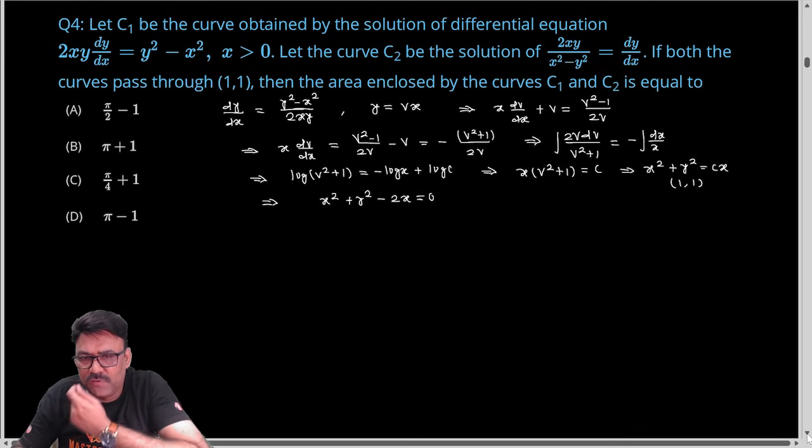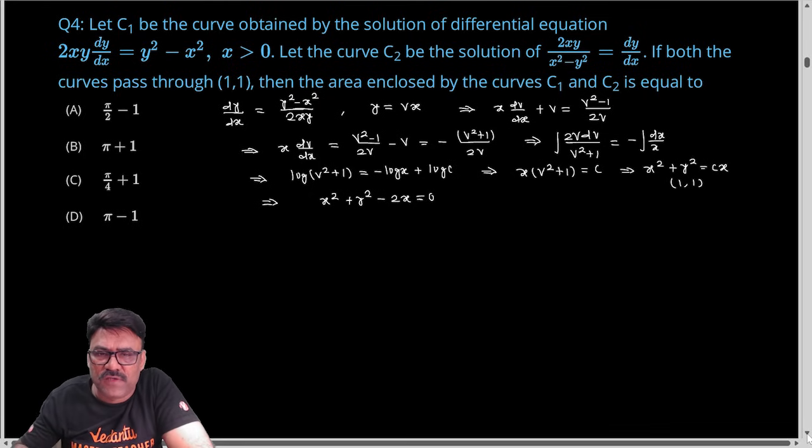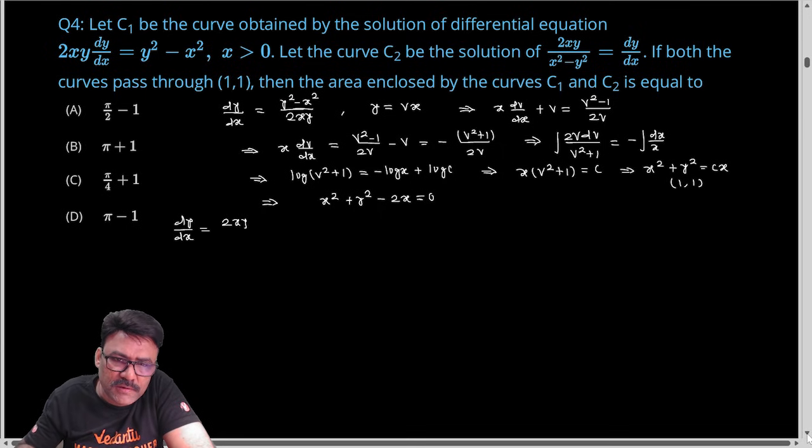This circle is passing through the origin. Its center is on the x-axis at (1, 0) and its radius is 1. Now let's solve the second curve. If I solve the second curve, what is it? dy by dx is 2xy over x square minus y square.